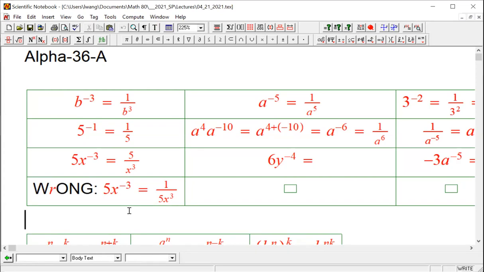Do you get it? Do you follow? Okay, so this will be wrong. The 5 doesn't go to the denominator. It stays on the top. So basically, you should view this as such. They're separated. And the next one, same thing. It's going to be 6 over y to the power 4.